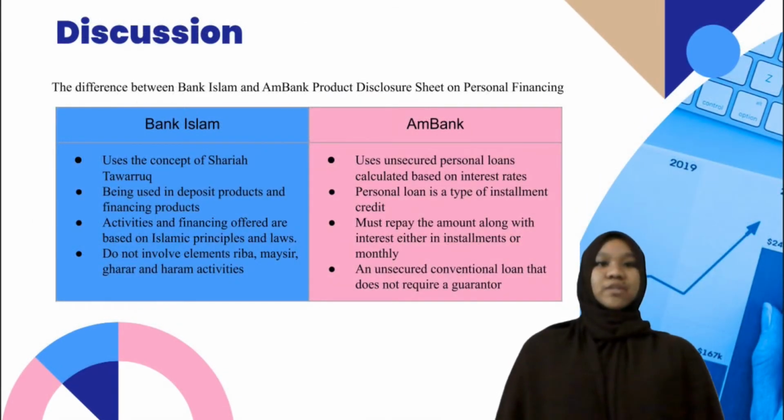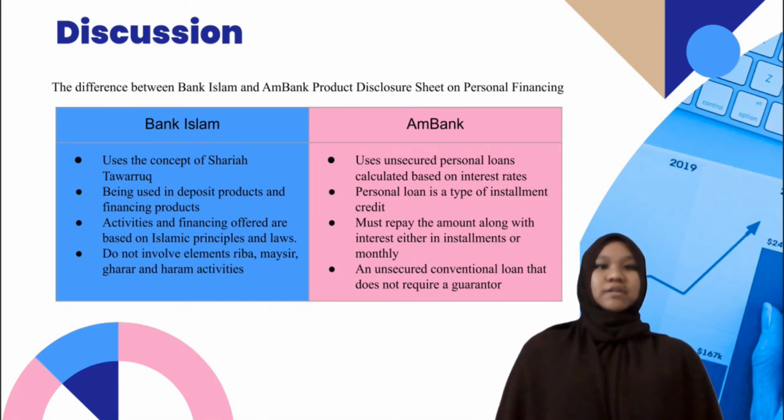For discussion, we chose to analyze the Bank Islam and Ambank product disclosure sheets on personal financing. The Bank Islam product disclosure uses the concept of Sharia Tawarruk. Tawarruk is one of the increasingly popular Sharia contracts and is a modern form of financing applied by Islamic financial institutions, both in Malaysia and abroad today.